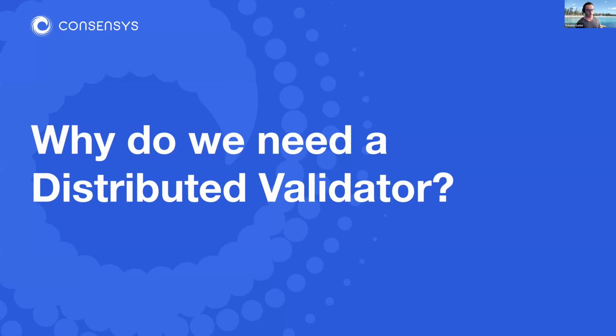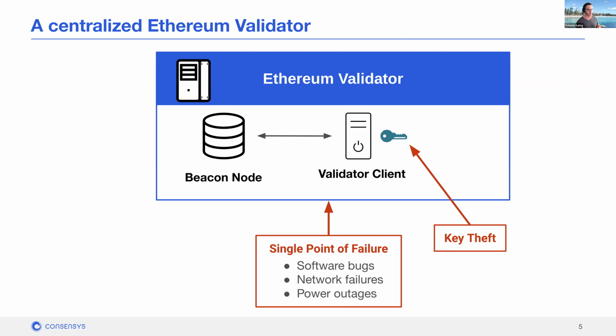Why do we need a distributed validator? Well, let's look at how a normal Ethereum validator, which we call a centralized Ethereum validator, works; the reason why we call it centralized will be clearer soon. An Ethereum validator is usually split into a beacon node and a validator client. However, this is not really a distributed architecture. It is just a separation.